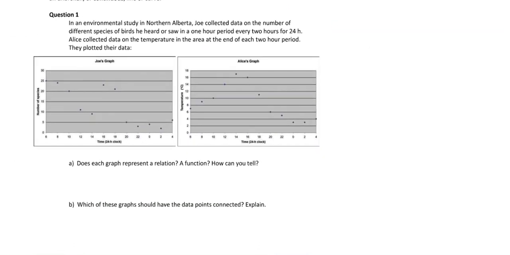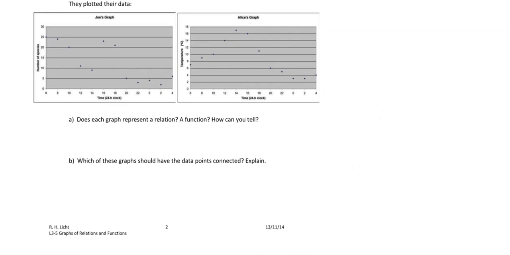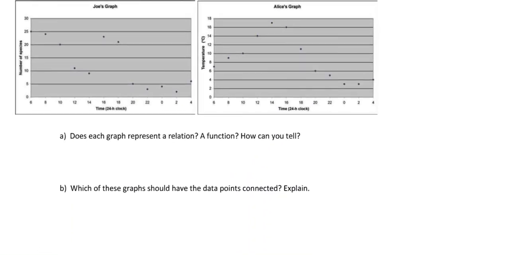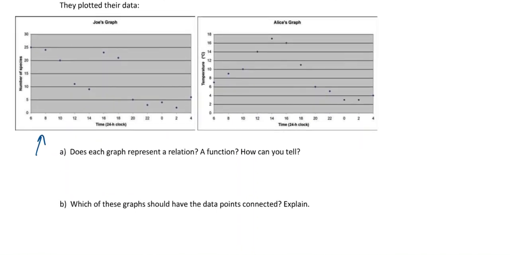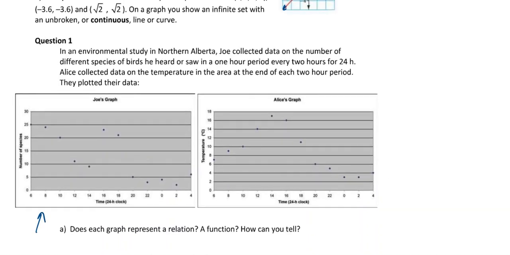In this example here, let's say, does each graph represent a relation, a function? How can we tell? Let's just talk about it for the sake of time. Looking at this first one here, Joe's graph, what do you think? Relation, function, how do we know? We'll draw vertical lines and see if they can connect. Yeah, that actually would work, right? You could do that vertical line test.